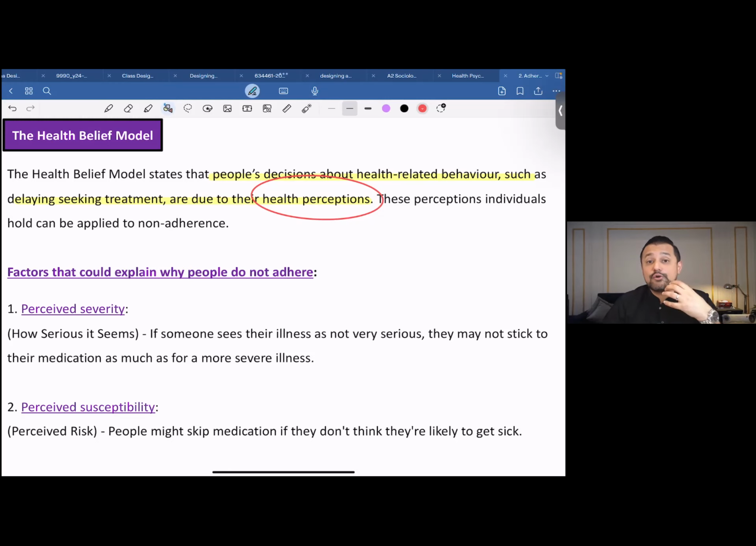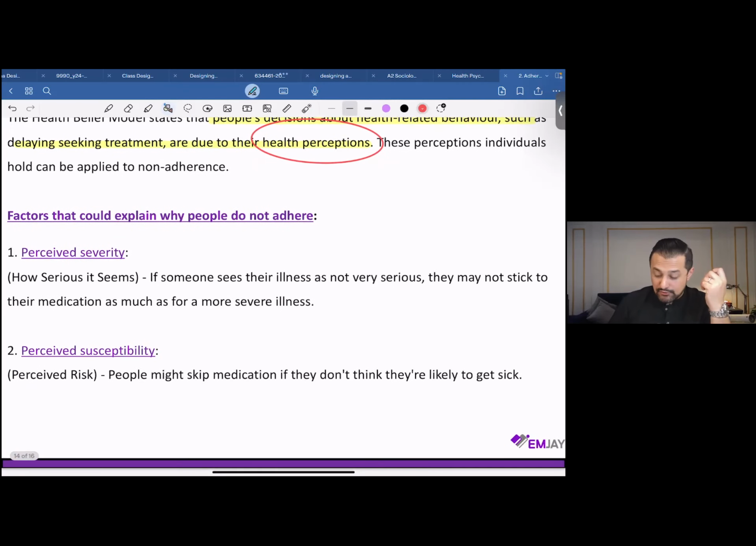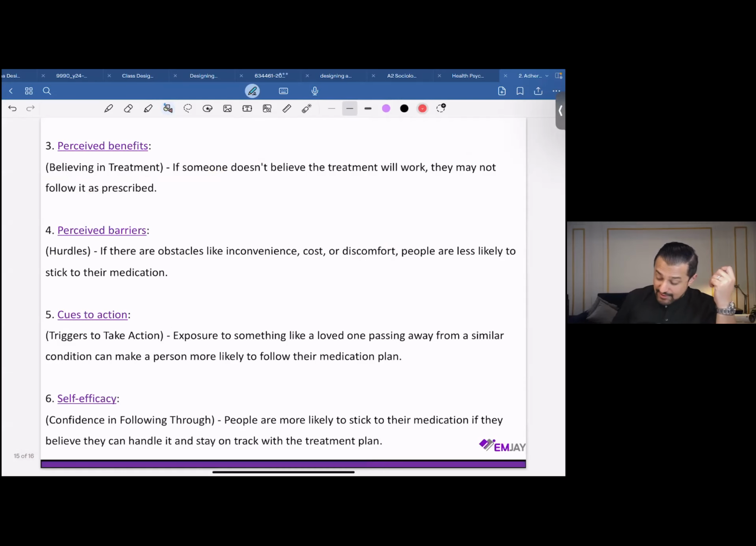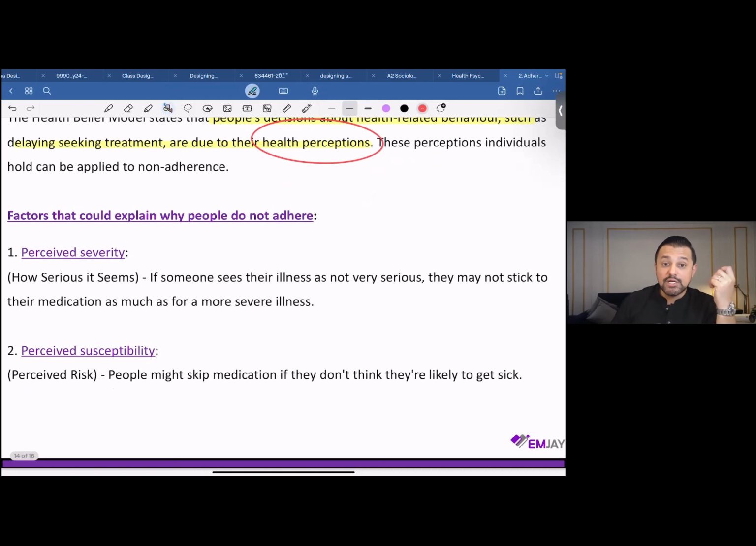So what we're talking about is that the perception that you hold about your health could affect the extent to which you're either adhering or non-adhering to a particular medical advice. Number one, factors that could explain why people do not adhere. Now, there are six factors that we'd be taking into account over here. The first one over here is perceived severity.